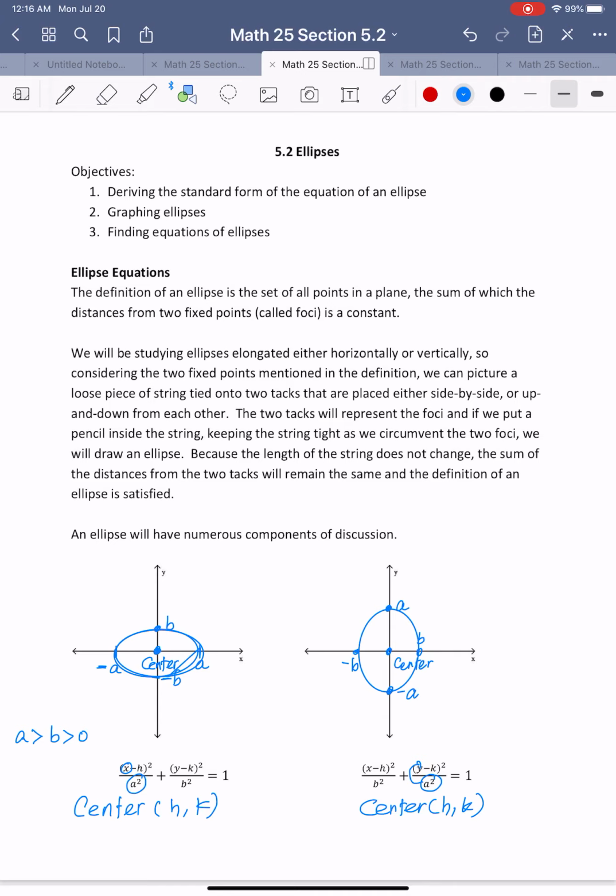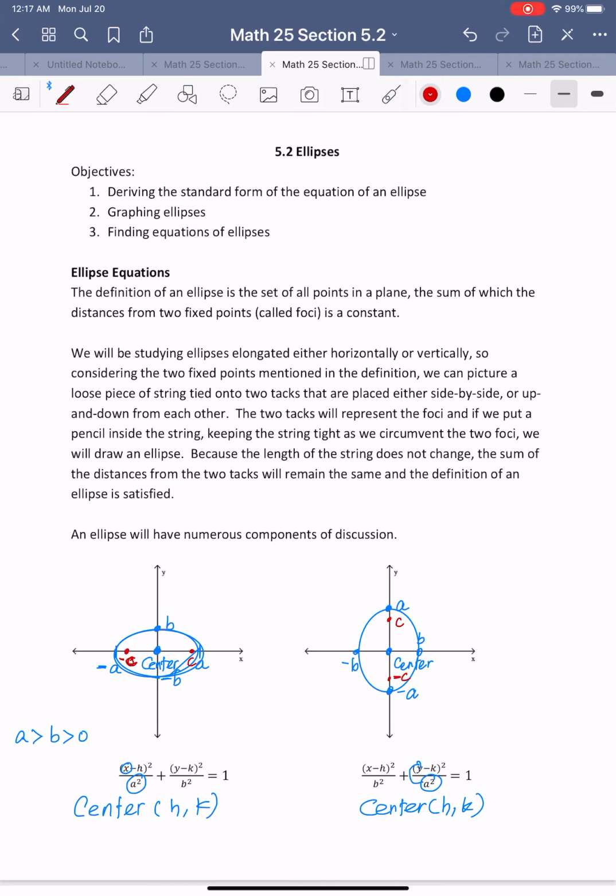But there are foci. Actually, the foci are right here. The foci are at a distance less than A from the center. This is a negative C, where C represents the foci, and this is the positive C. So your positive C here, and negative C here.